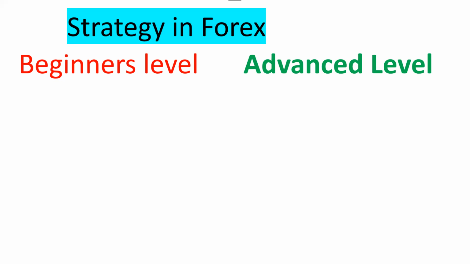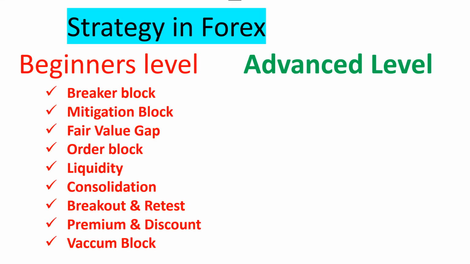So first, what are the beginner level topics. See, in this beginner level we have these many topics: breaker block, mitigation block, fair value, order block, liquidity, then consolidation, breakout and retest, then premium and discount, vacuum block. These are the topics we have. But in this, a few are only confirmations, not a strategy we will use.